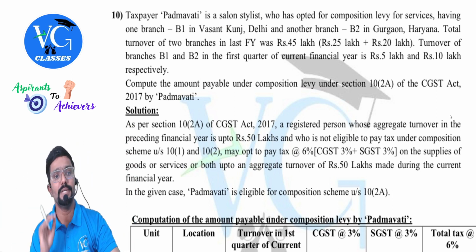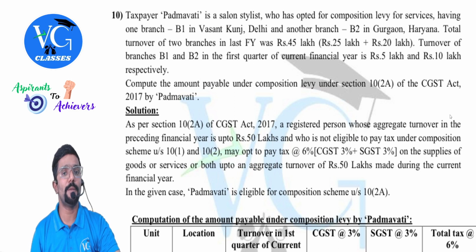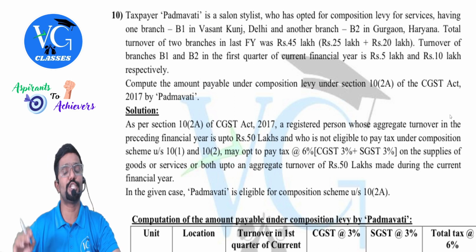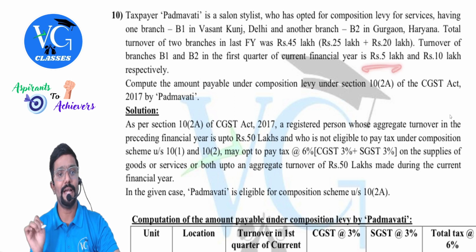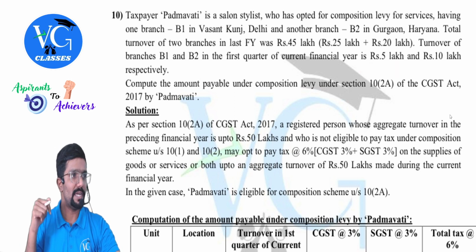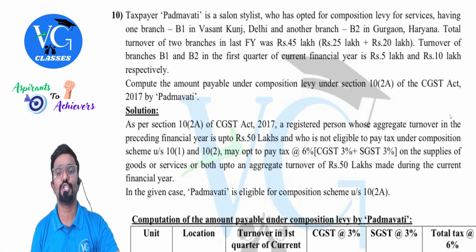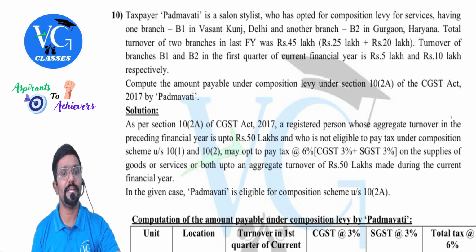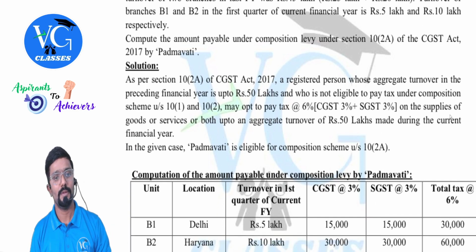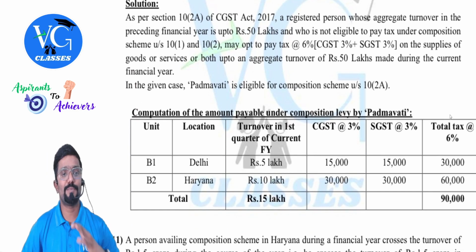10(2)(a). Turnover of branches B1 and B2 in the first quarter of the current financial year is 5 lakh and 10 lakh respectively. That is in the current year to pay tax. Compute the amount payable under the composition levy under section 10(2)(a) of the CGST Act 2017 by Padmavati. First explanation.